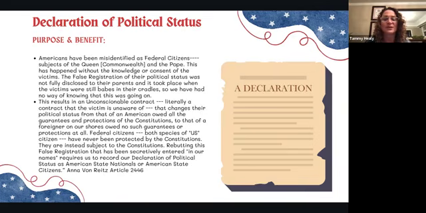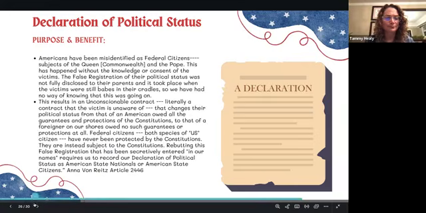Federal citizens, both species of U.S. citizen, have never been protected by the constitutions. They are instead subject to the constitutions. Rebutting this false registration that has been secretively entered in our names requires us to record our declaration of political status as American state nationals or American state citizens. And again, you could read Anna's article 2446 for more in-depth information on that.